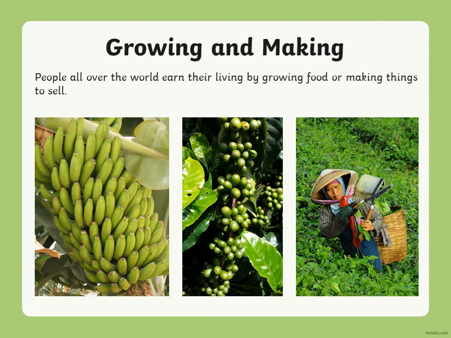Growing and making. People all over the world earn their living by growing food or making things to sell. So what have we got pictures of here then? I'm sure you can all spot what these are. What are these? We've got bananas, haven't we? This one might be a little bit trickier. What is being grown here? We've got coffee. And then finally, what is this lady collecting in her basket? She is collecting tea from a tea plantation.